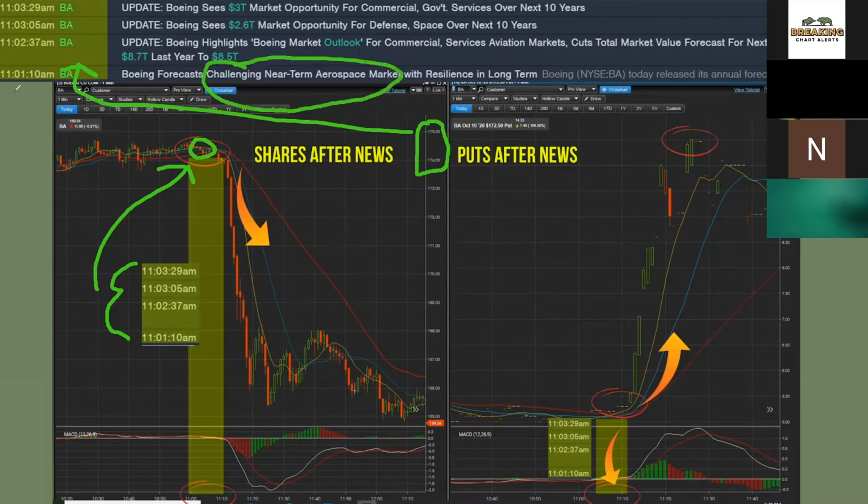So when you heard that news at 11:01, that's your opportunity in a small account to say, hey, I'm going to jump into those puts and take advantage of that breaking news. Now, here's the thing. Over to the right here are the Boeing October 16th, 172.50 strike puts. So these are the puts that are going to make you money as the stock drops.